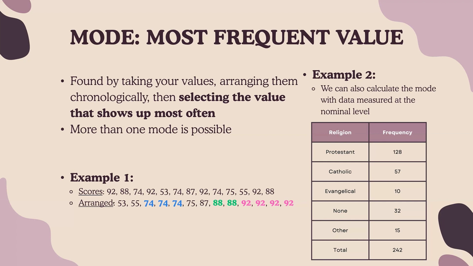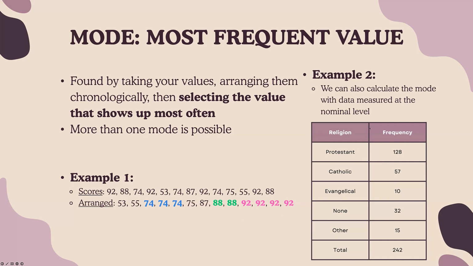So let's say we had a range of scores, 92, 88, 74, 92. These are maybe scores on a final exam. What we'd have to do is arrange them and figure out which ones are appearing the most. Here we see 74 appears 3 times, 88 appears twice, 92 appears 4 times. So here we would have a single mode, and that is 92. 92 is going to be our mode, or the value that appears most often.